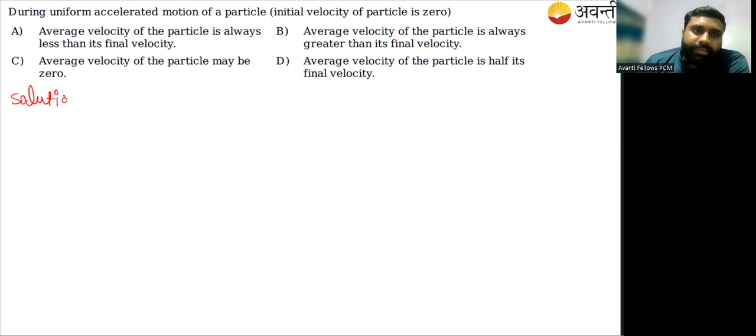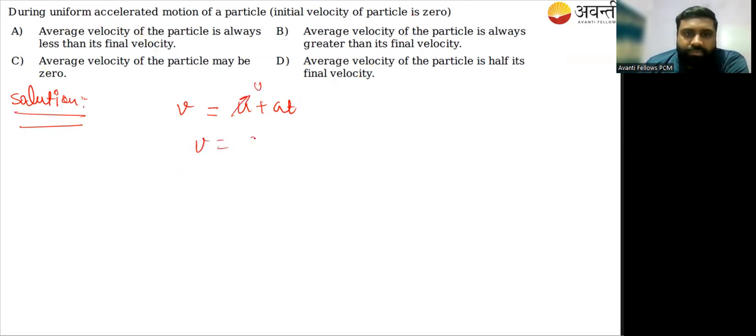I have told you, whenever the question confuses you, just go deep down in the basics. So we know that with a uniformly accelerated motion, the final velocity will be given by u plus at, because it is uniformly accelerated. So we can apply the equation of uniformly accelerated motion. So this u will be 0. V is equal to at. This is the final speed, or final velocity, but not the average velocity.